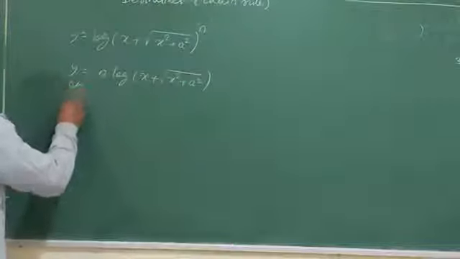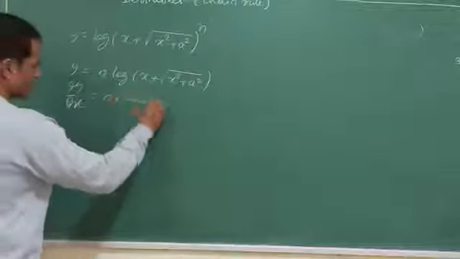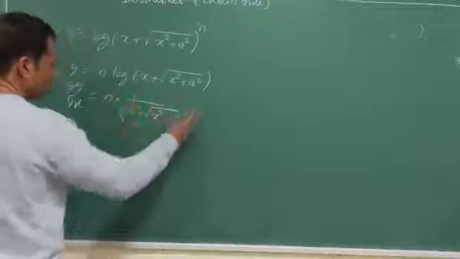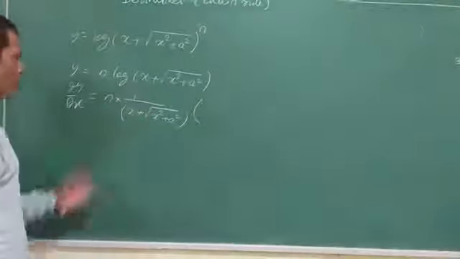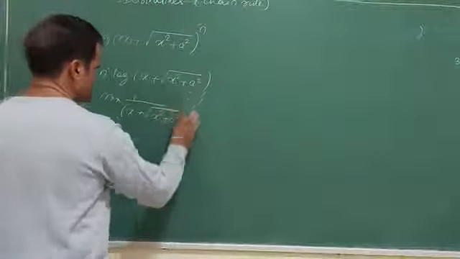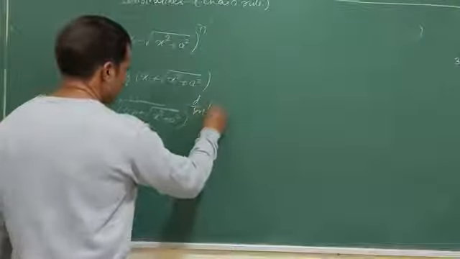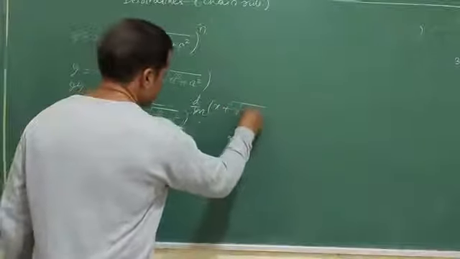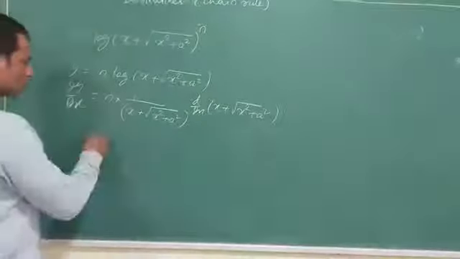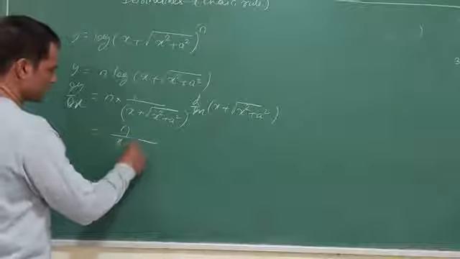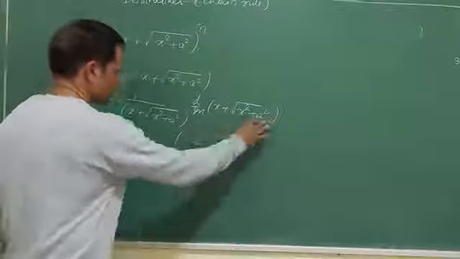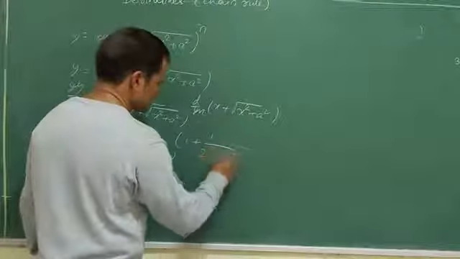dy by dx is equal to log x, derivative 1 by x plus under root x square plus y square into log x derivative 1 by x into derivative of this. Into means I must write down here while practicing. Afterwards you can omit steps. Clear? That's your n by x plus under root x square plus a square into x derivative is 1, root x derivative is 1 by 2 root x.